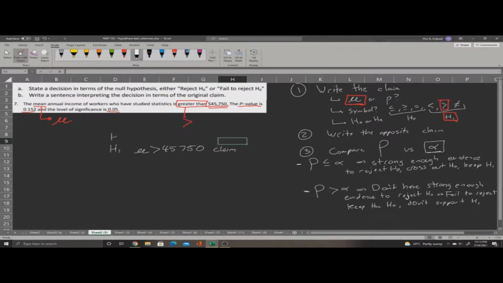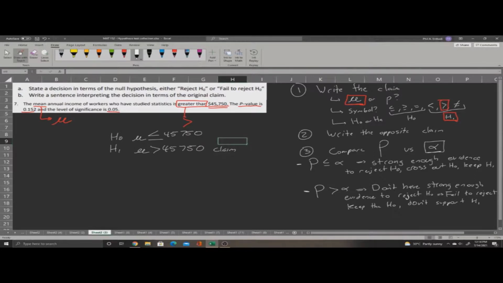Step 2, the null hypothesis. It must be the opposite of the alternate hypothesis. The alternate says greater, so the null must say less, and null must also contain equals because all of our symbols in the null section contain equals. We'll still say mu, and we will still say 45,750. Now we have our hypothesis pair, and now we compare big P against alpha.